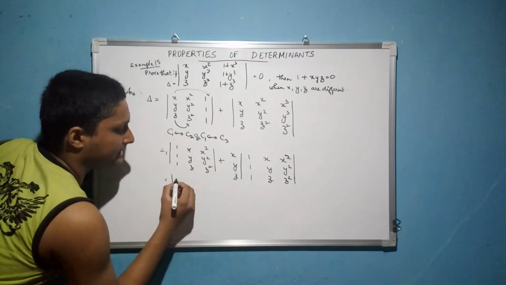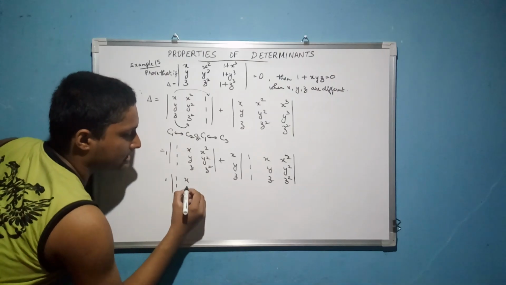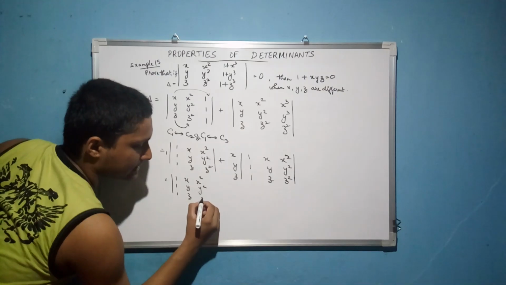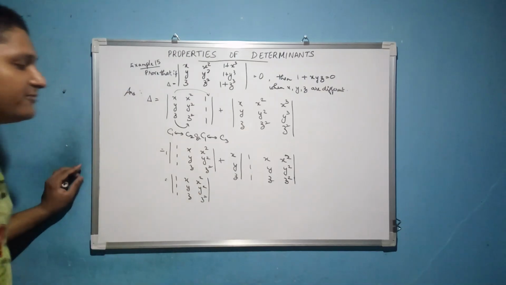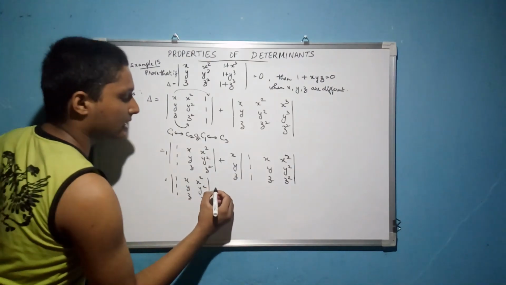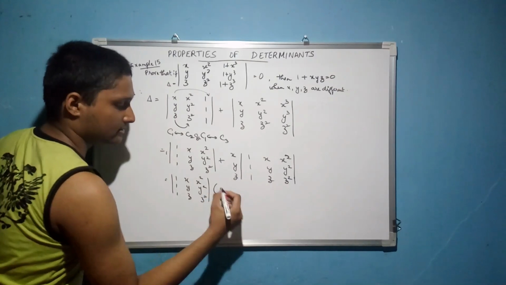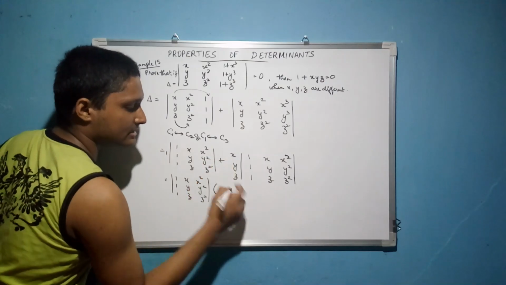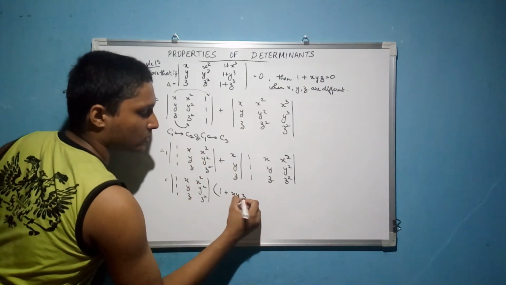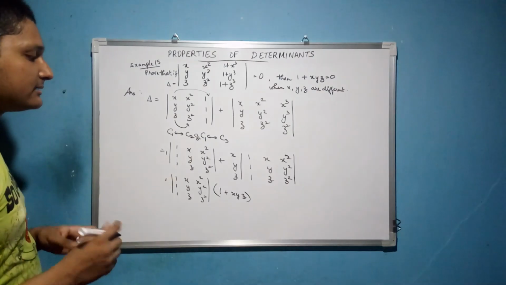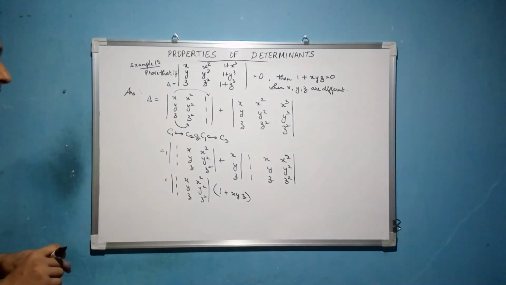So if I take 1, 1, 1, x, y, z, x square, y square, z square, and take a common factor, then what I'll have remaining is 1 plus x into y into z, that is xyz. Okay. So if I expand this determinant, what am I going to get?